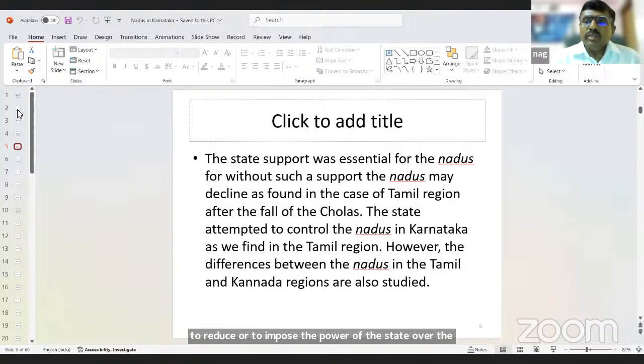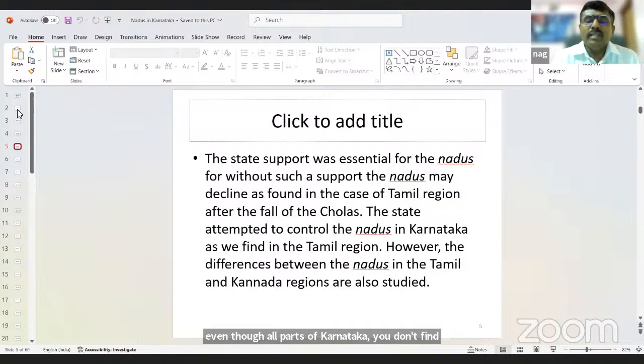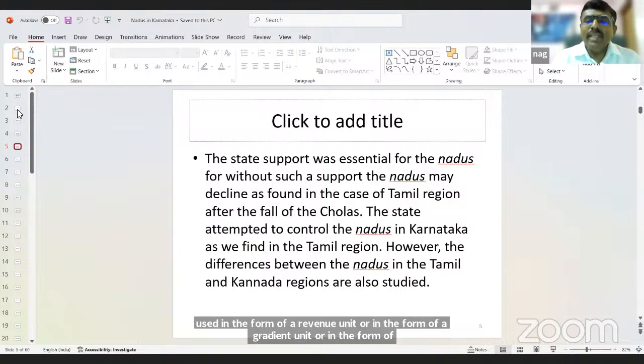But you should also try to understand the Nadus in the Tamil region and the Karnataka, Kannada regions, because they are not the same. There are some differences, some changes that emerge in the case of Kannada regions. Even in all parts of Karnataka, you don't find reference to the name Nadu. So the Nadu name may change. The particular term Nadu, which is used as a revenue unit, an agrarian unit, or an administrative unit, also changes in meaning in the context of Karnataka.